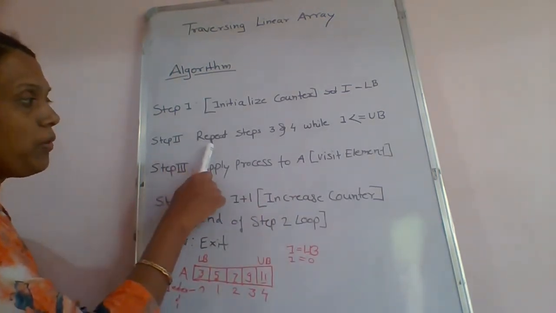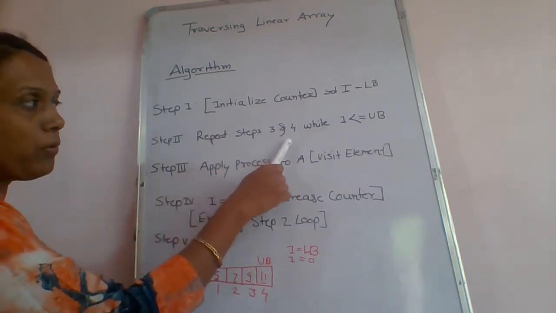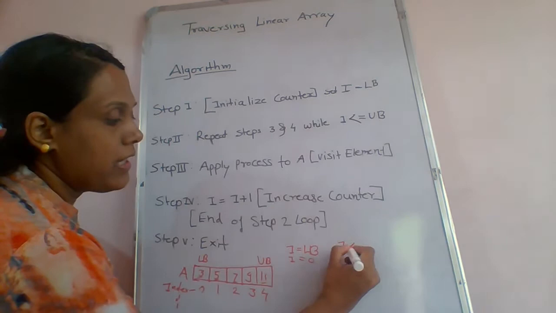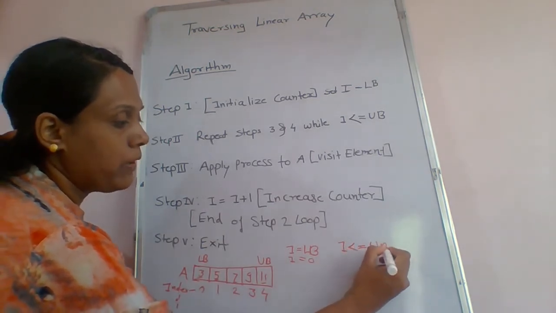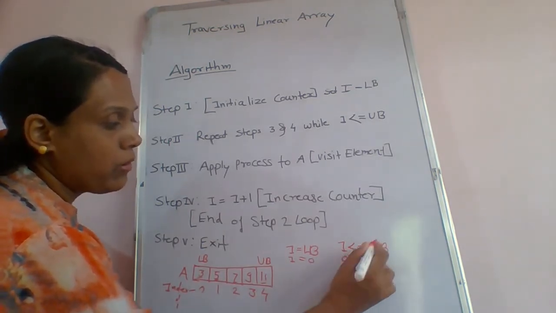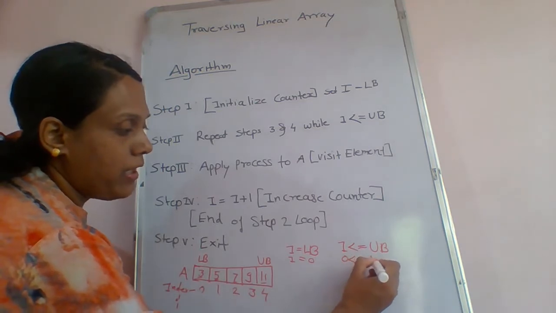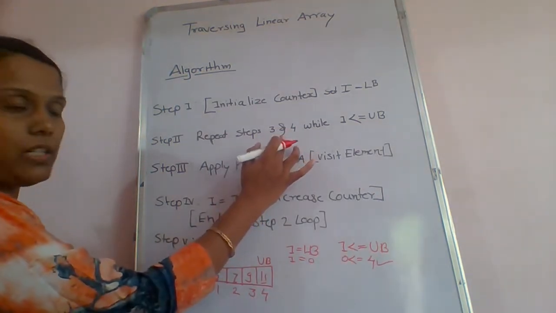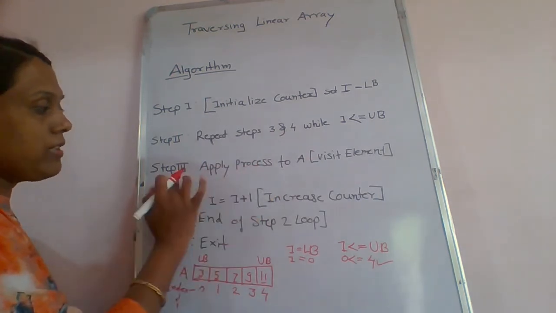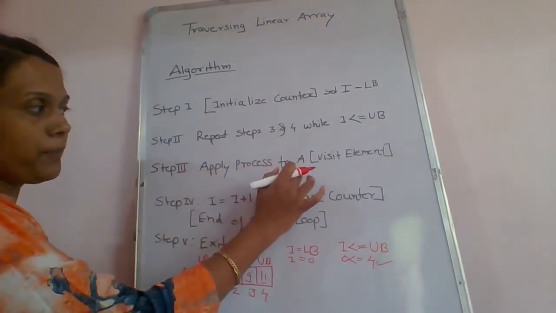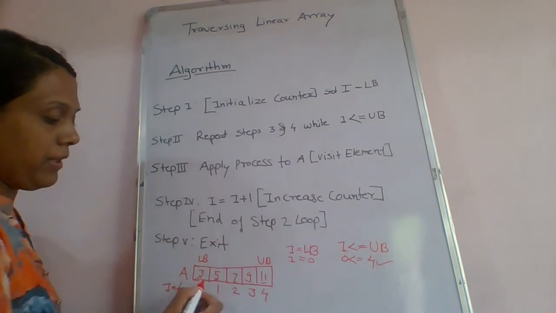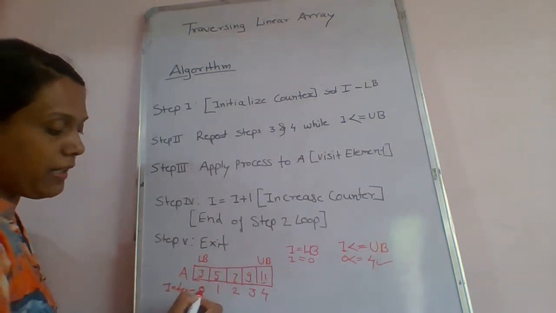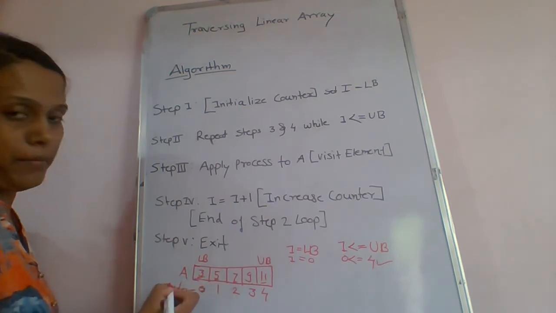Then step 2 is what? Repeat steps 3 and 4 while I is less than or equal to UB. What is I? 0. What is our UB? That is 4. The condition is true. When the condition is true, it will apply the third step, apply process to A. Visit the element, that is, the element at index 0. That is the element 3.